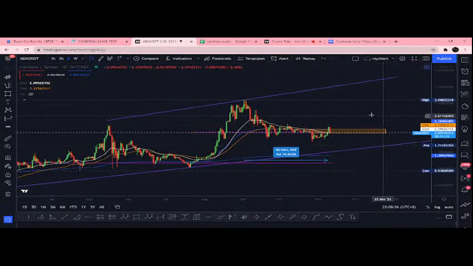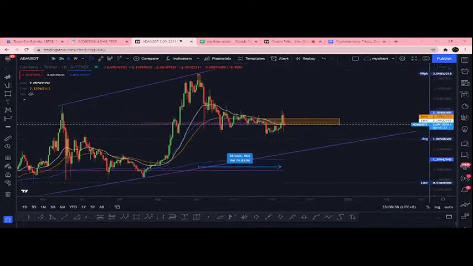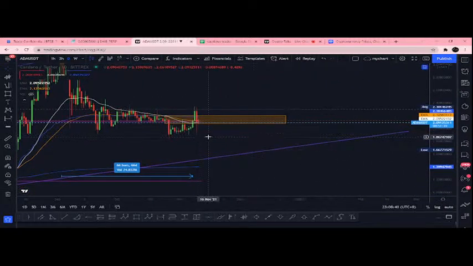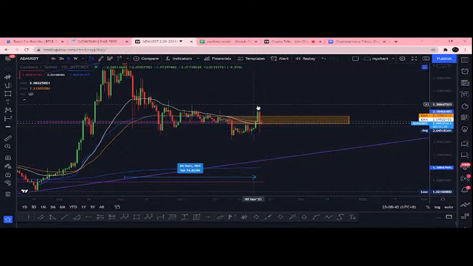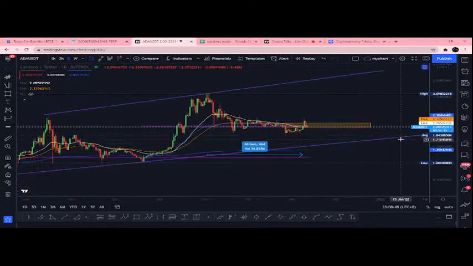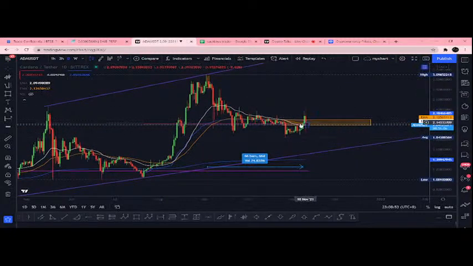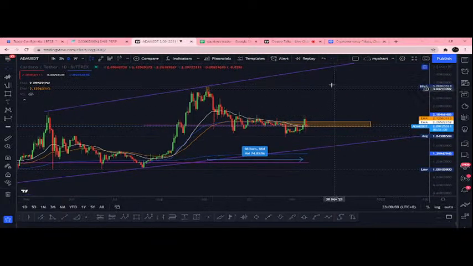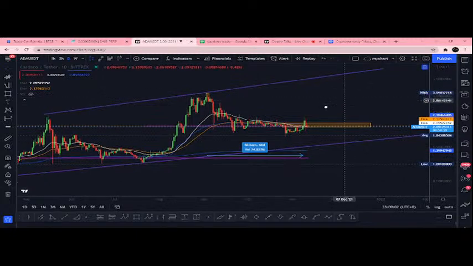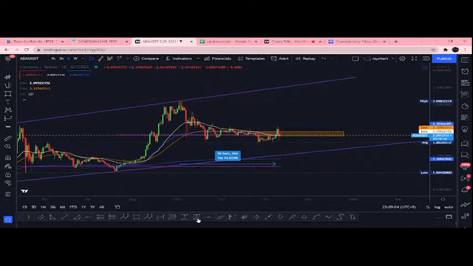So I think that's it for now for ADA, because I haven't seen any breakout from the daily, 3 hours, and 1 hour time frames. Though I'm expecting it to at least, it's okay to consolidate within this level and then possibly move up in the next couple of days.